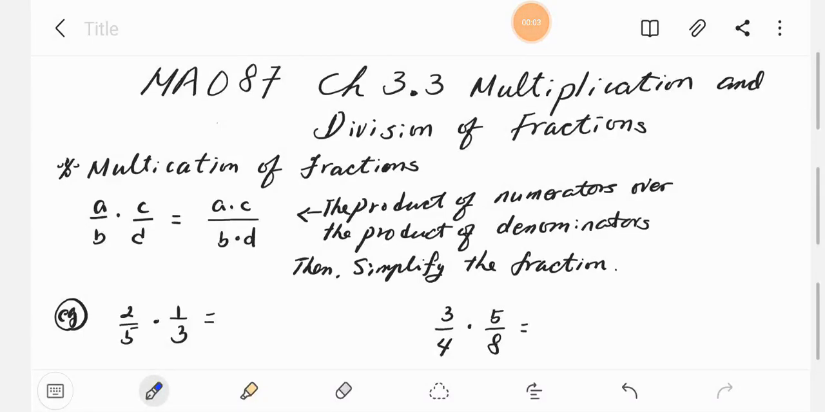Chapter 3.3 Multiplication and Division of Fractions. Okay, first of all, let's multiply fractions first.